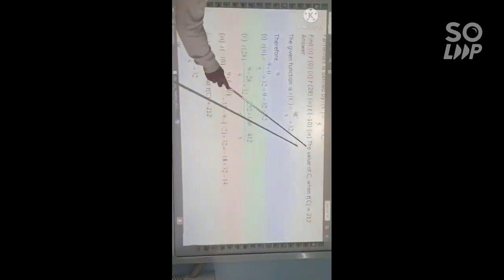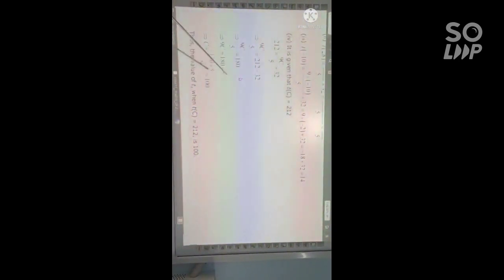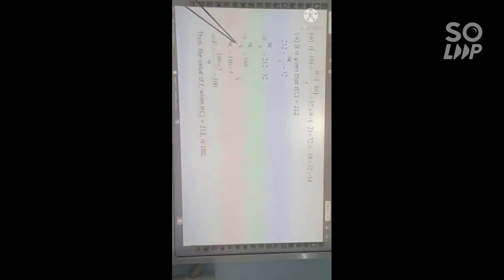Now, in the last, the value of c when t of c equal to 212. 212 equal to 9c upon 5 plus 32. It means 9c upon 5 equal to 212 minus 32. 212 minus 32 equal to 180. 180 multiplied by 5, then we find 900.